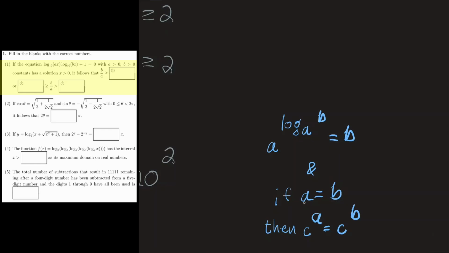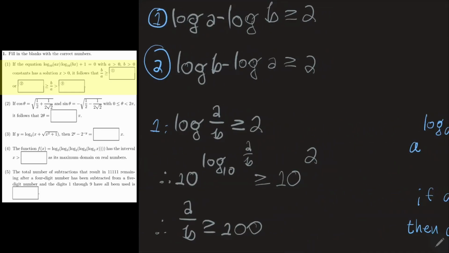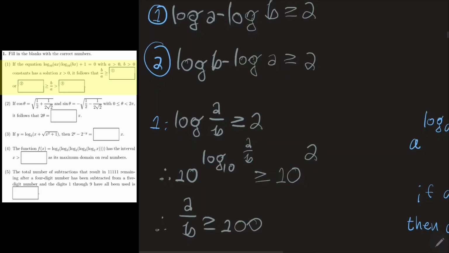And also, of course, we have if a is equal to b, then c to the power of a is equal to c to the power of b. So here, I raised 10 to the power of both of these things, which, because log a over b is greater than or equal to 2, means 10 to the power of that is greater than or equal to 10 to the power of that. And then here we have 10 to the power of log base 10, so that just becomes a over b.